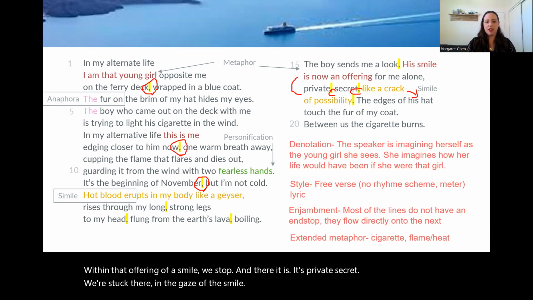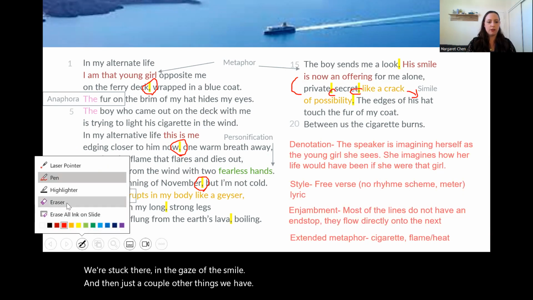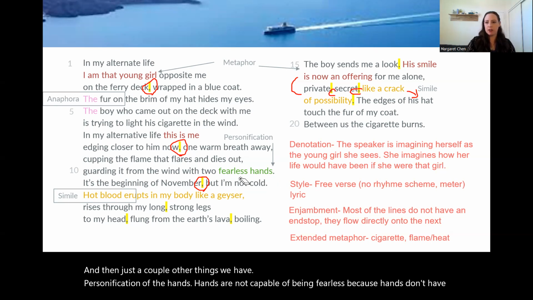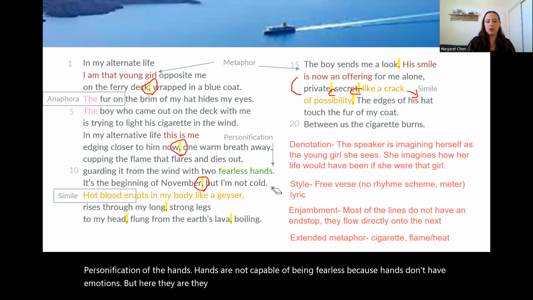And then just a couple other things. We have a brief personification of the hands. Hands are not capable of being fearless because hands don't have emotions. But here they are fearless hands. They're fighting against the cold to light that flame.